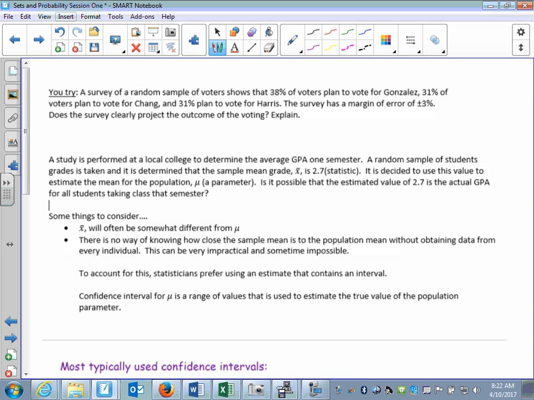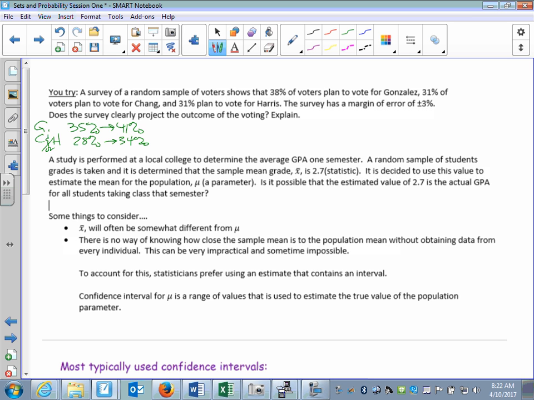No, let's see. 38% are going to vote for Gonzalez. So we have 38 plus or minus 3%. So that would be somewhere between 35% to 41% voting for Gonzalez. I'll just put G. And Chang and Harris both have 31%. So we'll just do Chang or Harris. We have 31%, and again, that's plus or minus 3%. So that would be 28% to 34%.